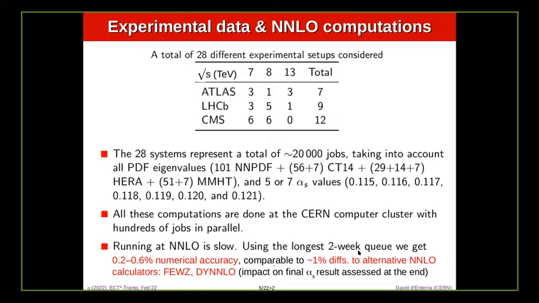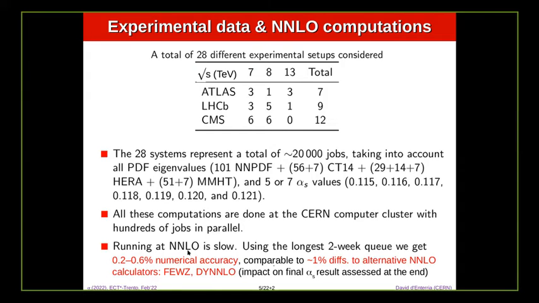So as I said, we had all these data sets for 7, 8, or 13 TeV, all these total number of measurements. So this represents 28 systems, and this amounts to 20,000 jobs, taking into account all the PDF eigenvalues: 100 for NNPDF, 56 for CT, well, 50 also for HERAPDF, 50 plus for MMHT, and then times 5 to 7 alpha S values. So you start to multiply. It was a lot of work of bookkeeping, mostly, as you can imagine.